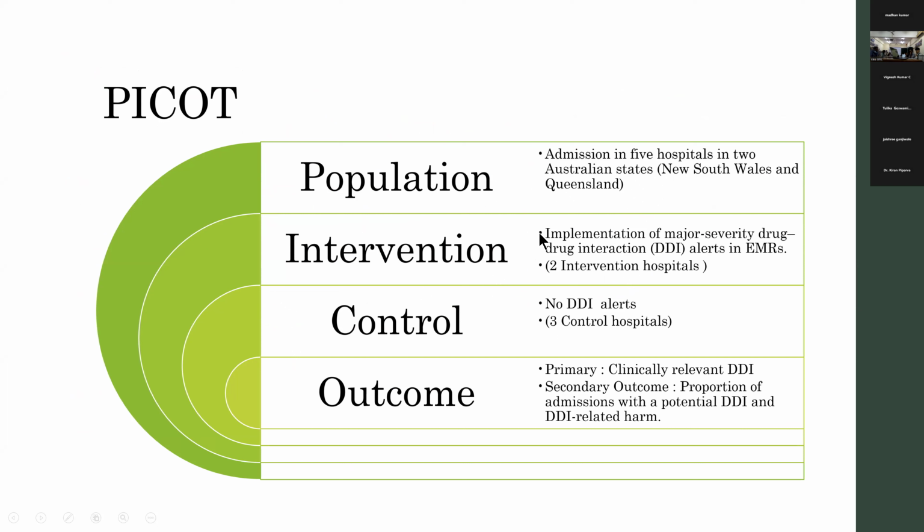If you use the EMR, the intervention hospital had an interruptive alert, which pops up. And the control hospital was using the same EMR without the alert. The primary outcome they looked at was clinically relevant DDI, that is drug-to-drug interaction. The secondary outcome was potential drug-to-drug interaction or DDI-related harm.